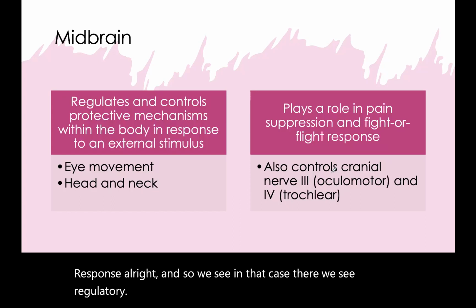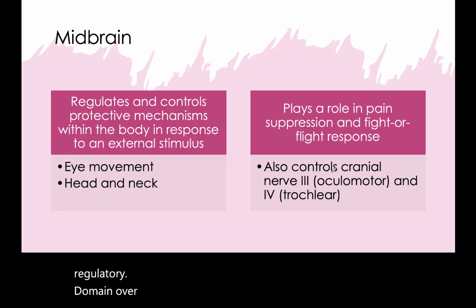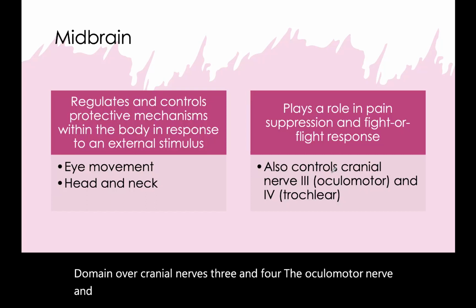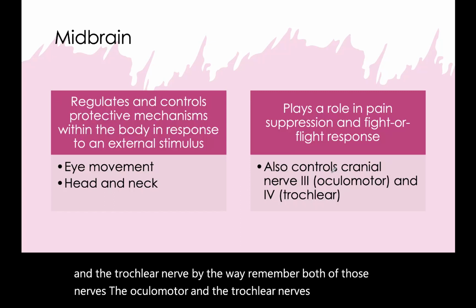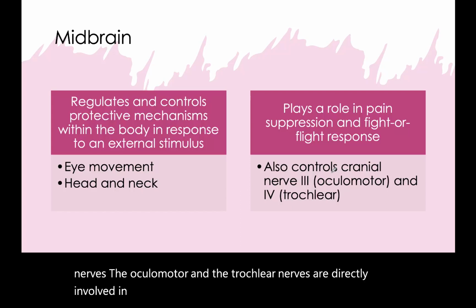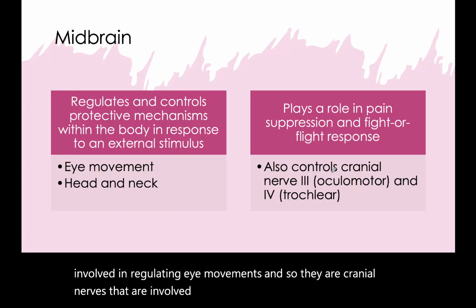All right. And so we see in that case here, we see regulatory domain over cranial nerves 3 and 4. Right? The oculomotor nerve and the trochlear nerve. By the way, remember both of those nerves, the oculomotor and the trochlear nerves, are directly involved in regulating eye movement. And so they are cranial nerves that are involved in regulating the movement of the muscles involved in the eye.